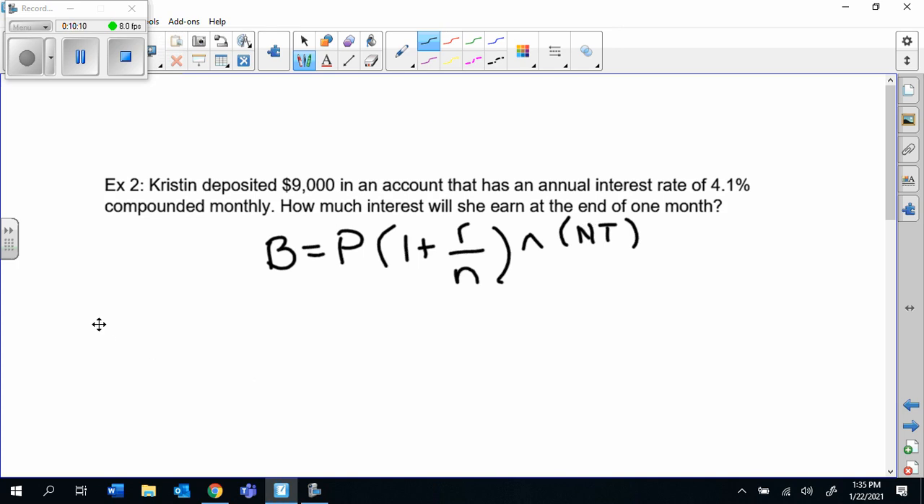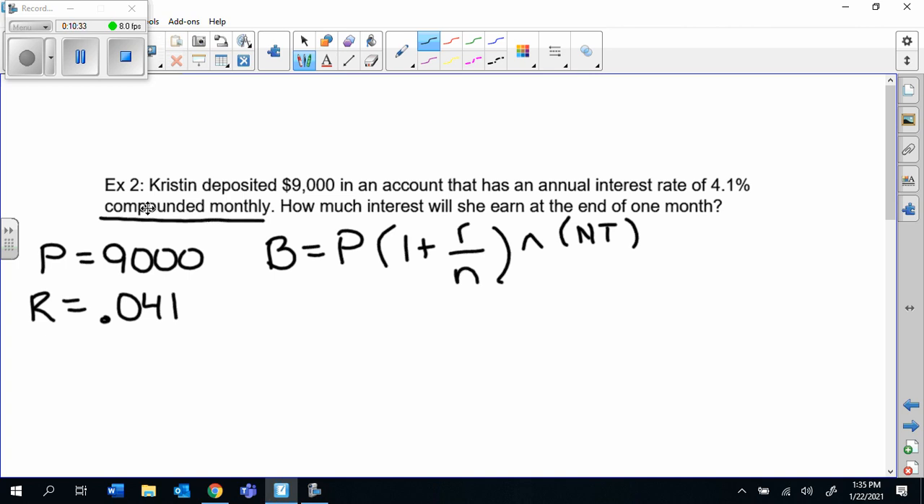What are we putting in the bank? Our P is going to be 9,000. Our rate is 4.1%, so we're going to type in 0.041. It's compounded monthly, so you're looking for the word compound. How many months are there? 12. So the n is 12. And then the time is 1 month. How much interest will she earn at the end of 1 month?